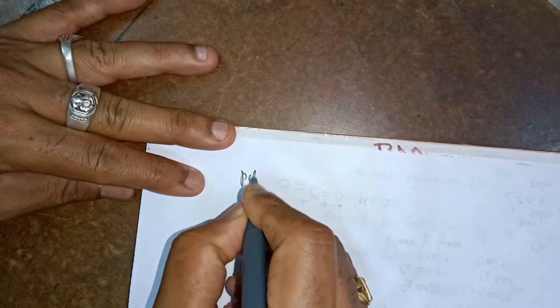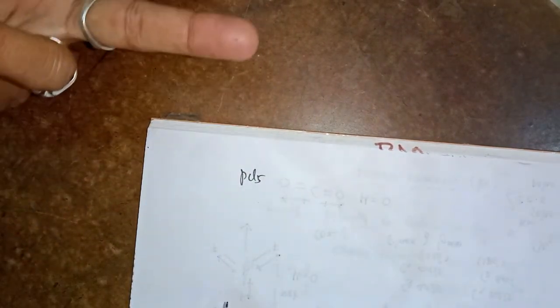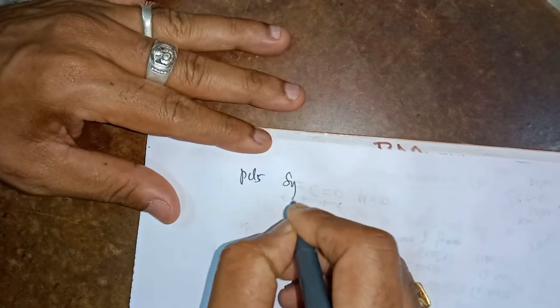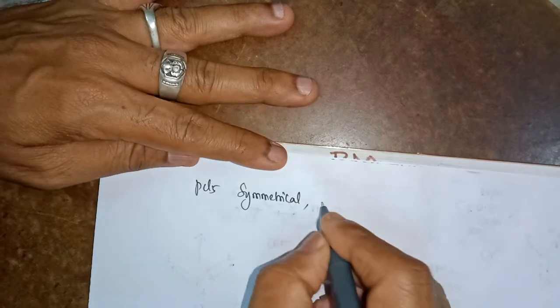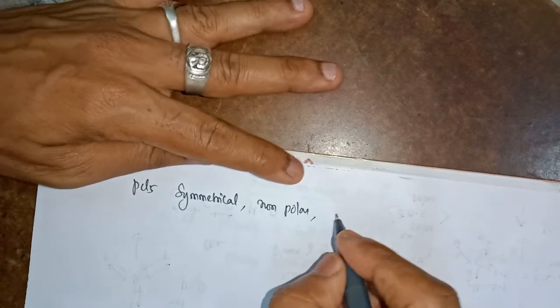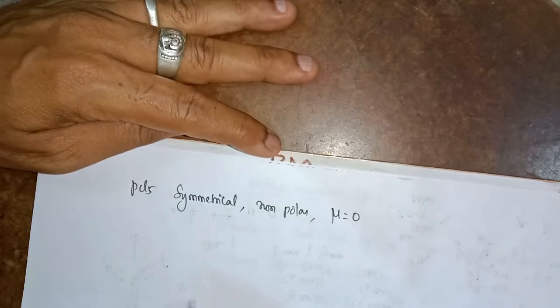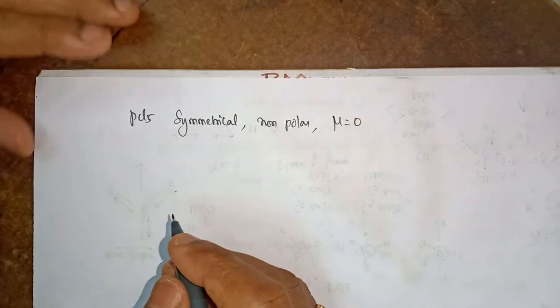PCl5 is also the same. How to find out for PCl5? No need to find out. I already told you it is symmetrical. If it is symmetrical, it is non-polar. If it is non-polar, its mu is equal to 0. The overall dipole moment of this molecule comes to 0.